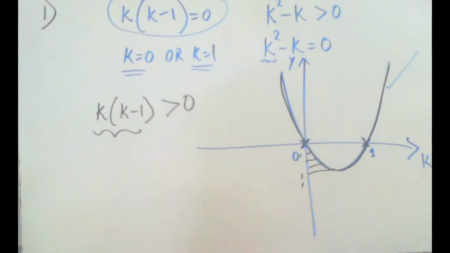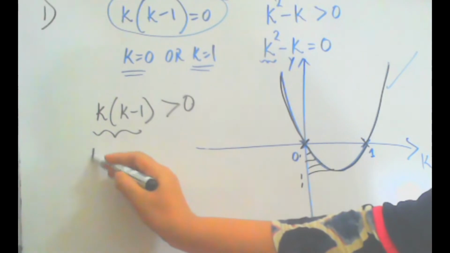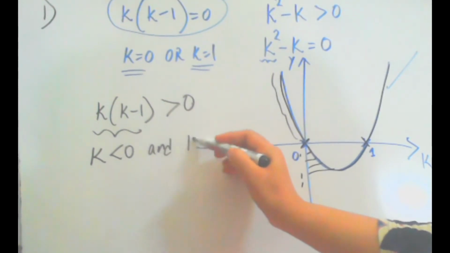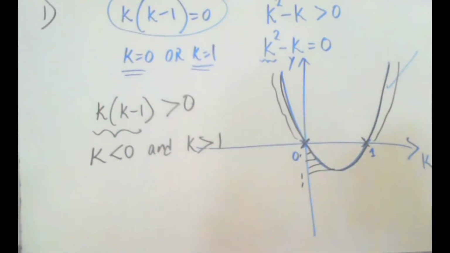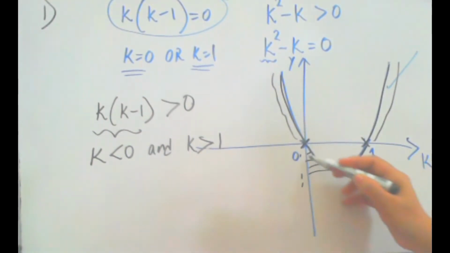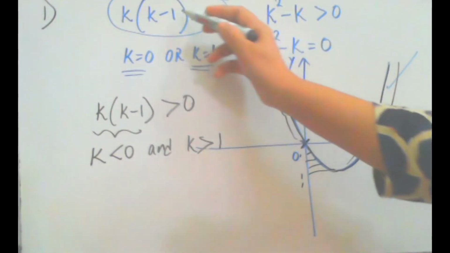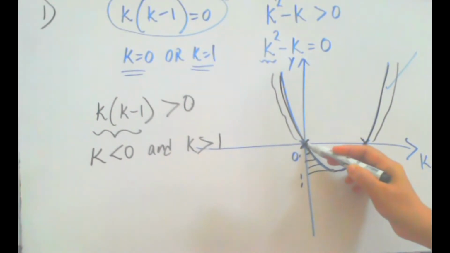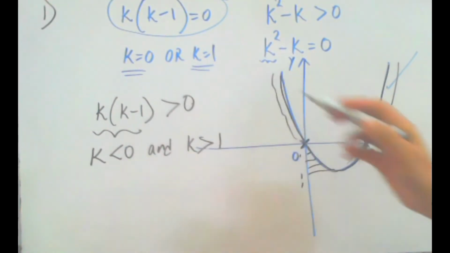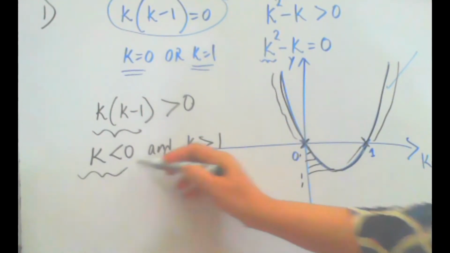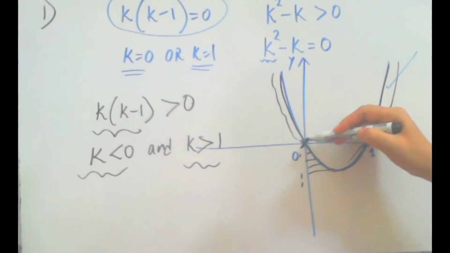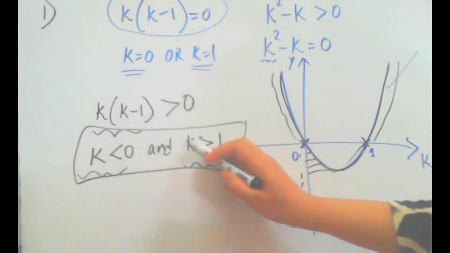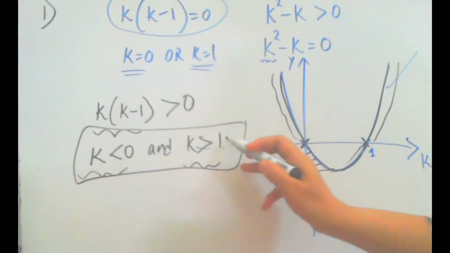So what are the values of k? For this condition to be satisfied, k must be less than 0, so that we cover this part, and k is greater than 1, so we cover this part. Between 0 and 1, the value of the expression k into k minus 1 is less than 0. At exactly k equal to 0 and k equal to 1, the value of the graph is equal to 0. But for this condition, the value of y is greater than 0. So the answer for this question is k less than 0 and k greater than 1.